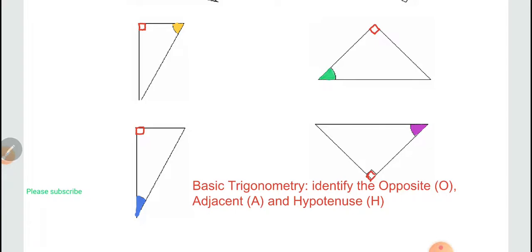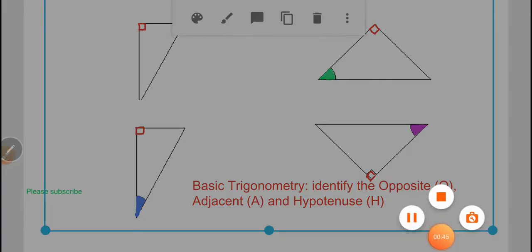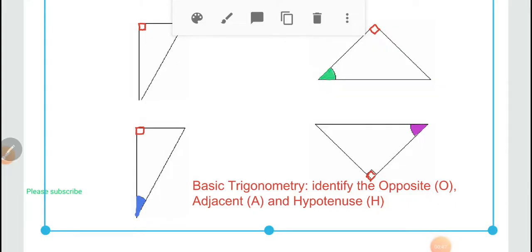So it's very important, before we can start trying to learn the topic of trigonometry, that we can identify which side is called the opposite, which side is called the adjacent, and which side is called the hypotenuse. So you have three sides, and you have to be able to say which one is the hypotenuse, which one is the opposite, which one is the adjacent.